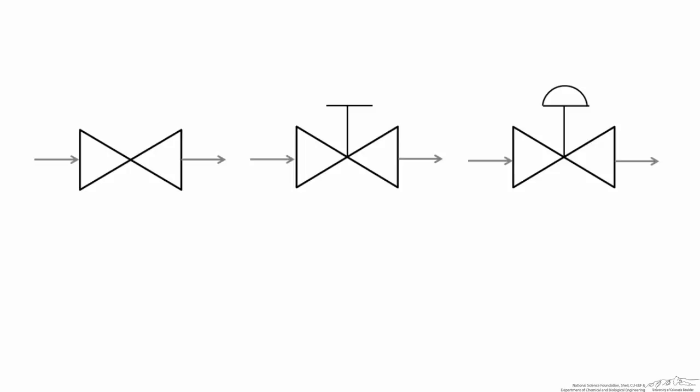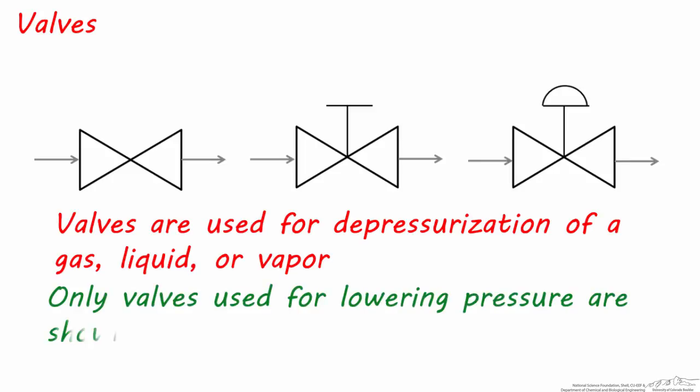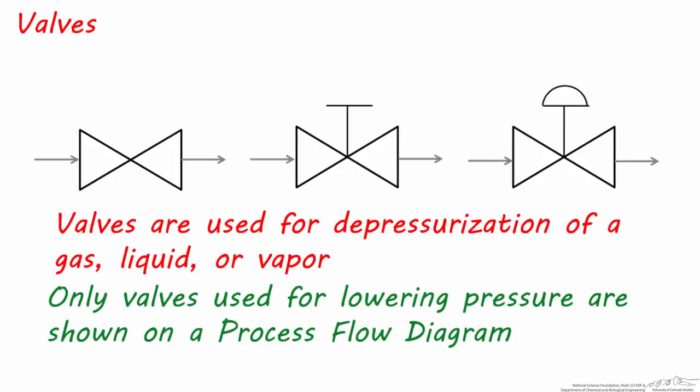See if you can remember what these are. These are all valves, and on a process flow diagram, they're used to depressurize a liquid, gas, or vapor stream. Remember that there are probably more than 100 valves in any chemical process, and so including all of these on a process flow diagram would be cumbersome and distracting. So only valves which are used for lowering pressure are shown.